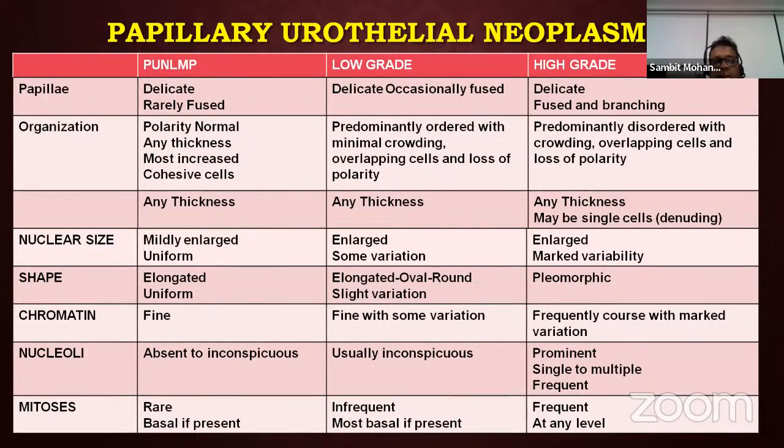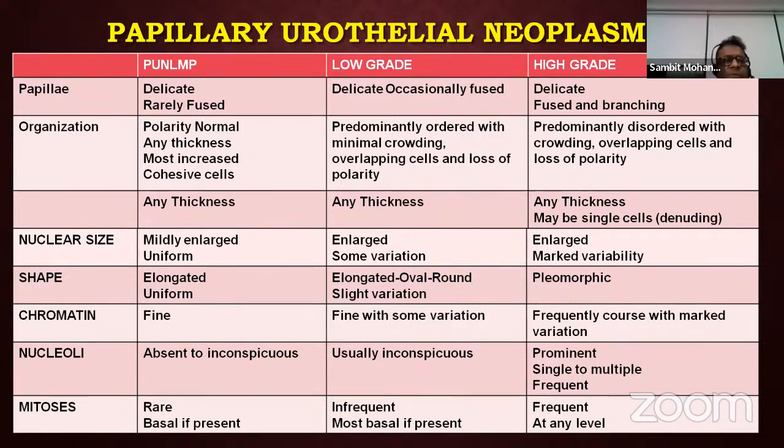Importantly, for high grade, it can be any thickness, maybe a single cell of denuding cell will make it a high-grade tumor. And these are the other features. Chromatin is very important to differentiate low and high grade. If you see variation in the chromatin texture, one cell having finely dispersed chromatin, other having coarsely clumped chromatin with prominent nucleoli, marked variation in the nuclear size and shape, irregularity of the nuclear membrane, then you are not dealing with a low-grade lesion, you're dealing with a high-grade cancer.